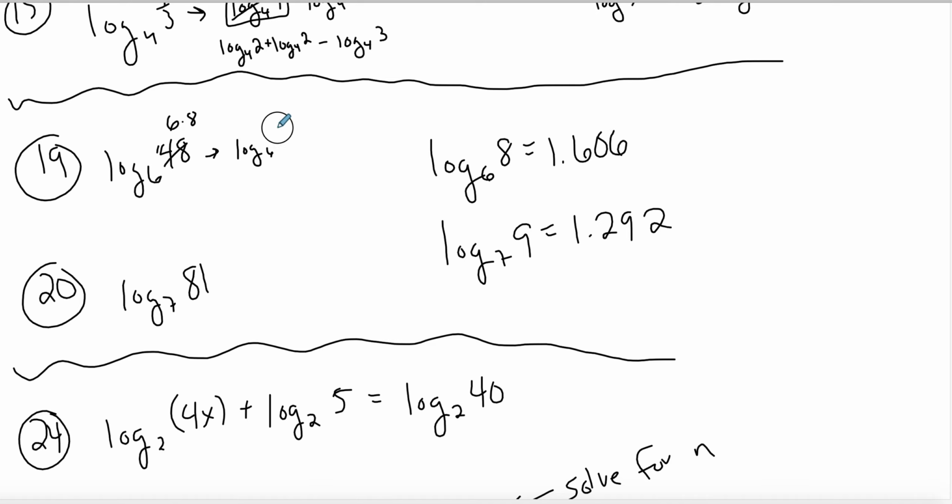Log base 6 of 6 plus log base 6 of 8. Remember, we're adding because we're multiplying these numbers inside of there. So what did I say this is going to be? Log base 6 of 6. If those match, that's just a 1. So we're going to have 1 plus 1.606. So, oops, not 602, 606. So 2.606. I can do that one in my head.